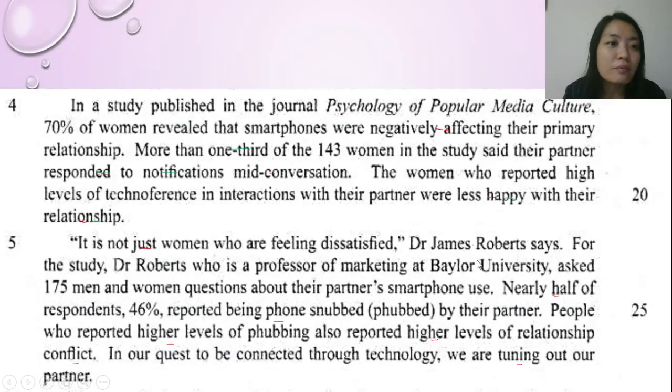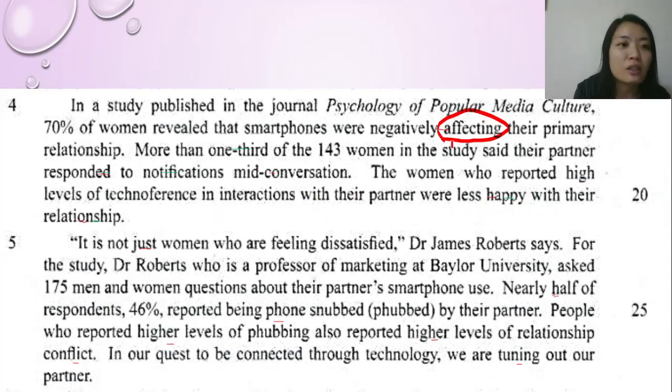Next one. In a study published in the Journal of Psychology of Popular Media Culture, 70% of women revealed that smartphones were negatively affecting their primary relationship. Something about affecting their relationship. More than 1/3 of 143 women in this study said that their partner responded to notifications mid-conversation. So while talking, their partner actually looked at the phone. They reported high levels of technoference in interactions with their partner, and were less happy with their relationship. So they are not happy, because it's affecting their relationship. I think the idea here is mainly about affecting their relationship. That's all. Maybe they are just less happy.